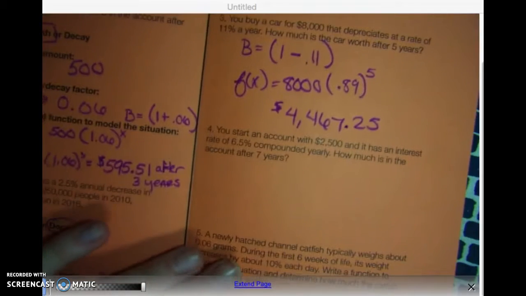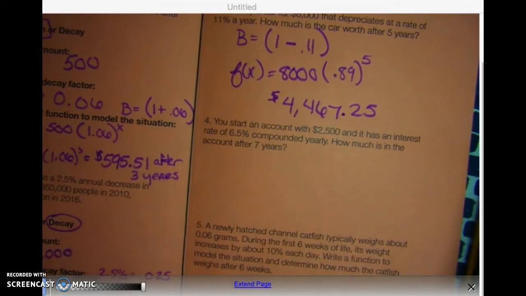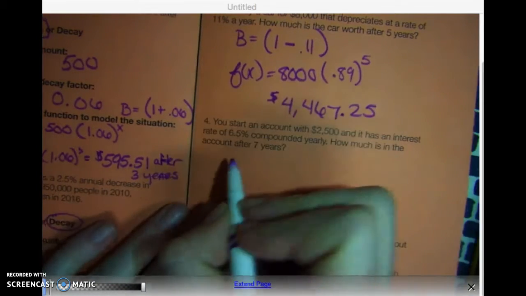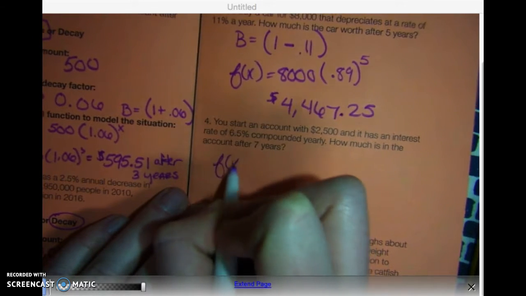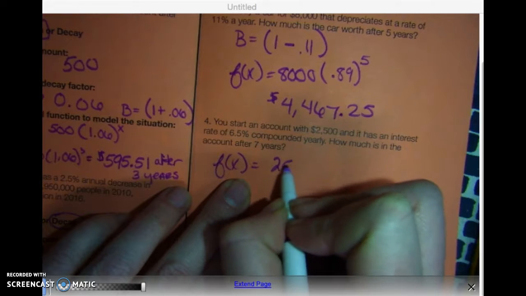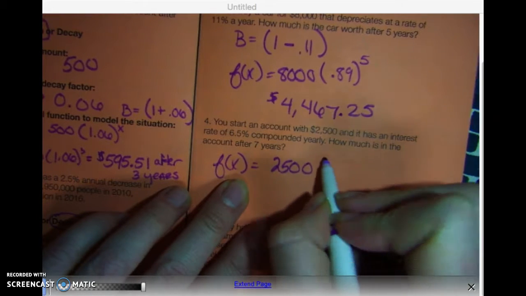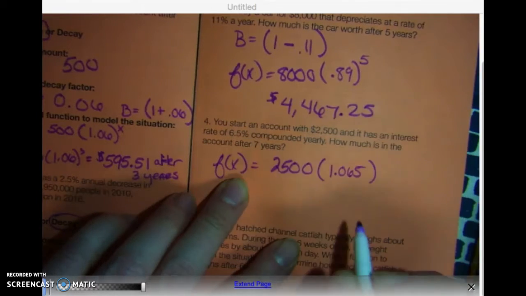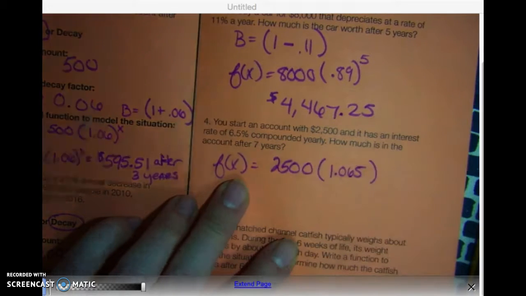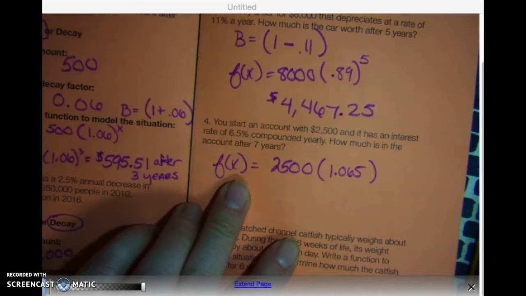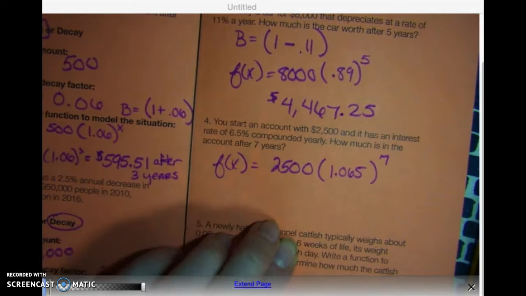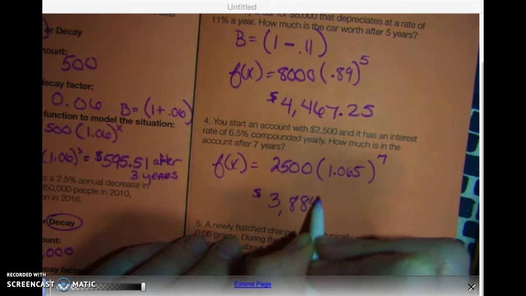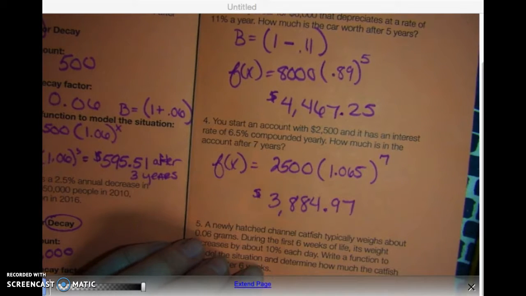All right, our next step. You started an account with $2,500 and it has an interest rate of 6.5% compounded yearly. How much is in the account after 7 years? So am I going to be a growth or decay? Growth. So I'm going to have my initial value of $2,500. I know it's a growth, so I'm going to use 1.065. I add 100% to that. And then what's my exponent going to be? 7. And I would get $3,884.97.